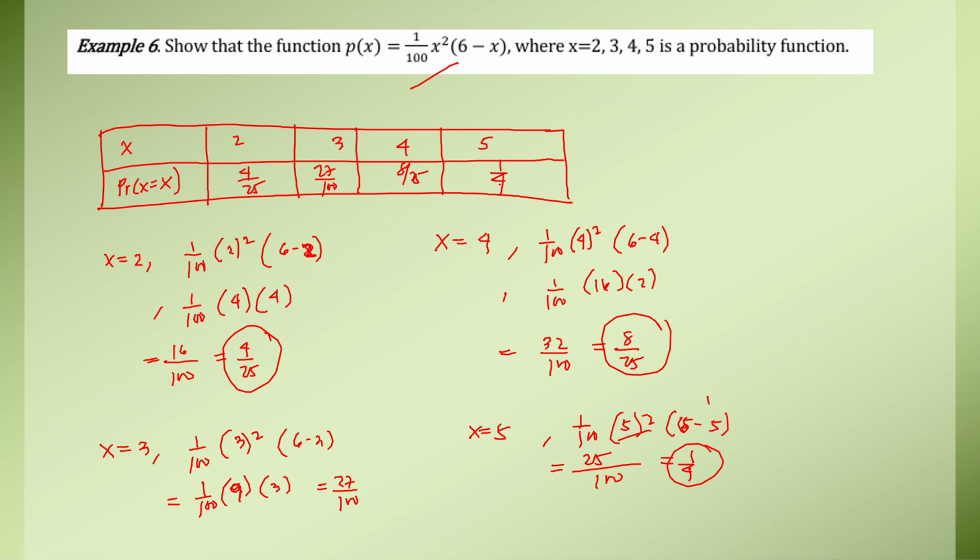So the first test is that all probabilities lie between 0 to 1, closed interval. So therefore this is check. Characteristic 1 is met. And the next one is we're going to add the probabilities: 4 over 25, 27 over 100, 8 over 25, and 1/4. If we're going to sum that, that's equal to 1. So therefore, this is check. So we could say that this function is a probability function.